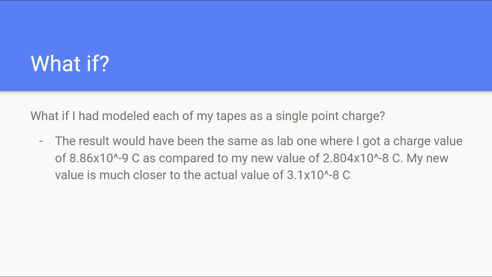So what if I modeled each of my tapes as a single point charge? Well, we already did that in lab one, and I got the value of 8.86 times 10 to the negative ninth coulombs, as compared to my new value of 2.804 times 10 to the negative eighth coulombs, which is a lot closer to the actual value of 3.1 times 10 to the negative eighth coulombs.